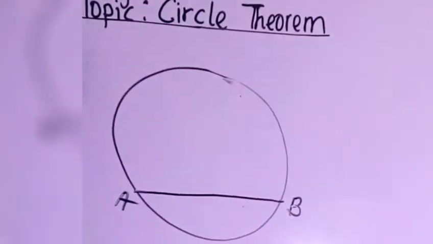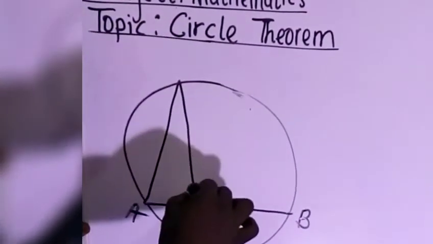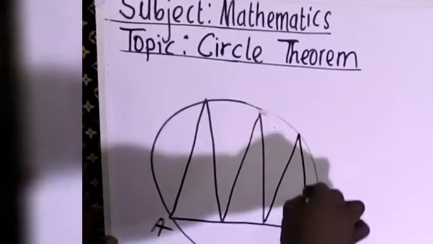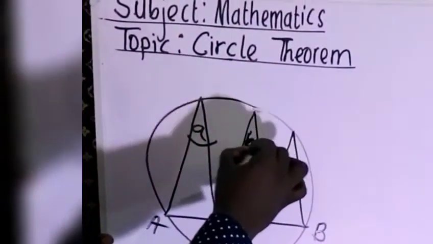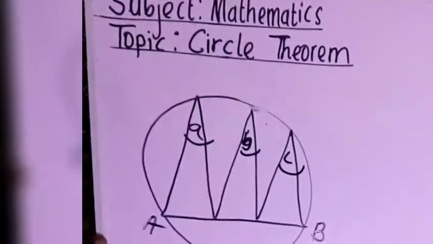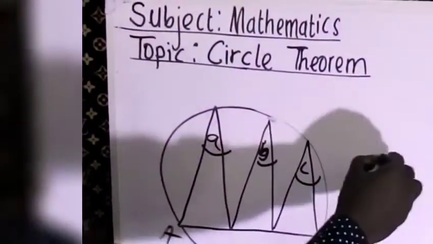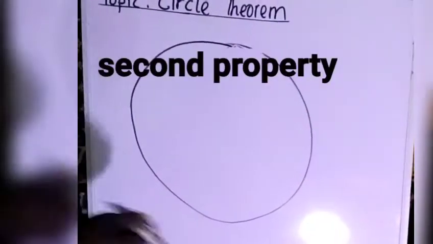So the first law says that when there are angles formed on the same chord, the angles are the same. So this A is an angle, B is an angle, C is an angle. Since all these angles are formed on the same chord, we say A is equal to B is equal to C.